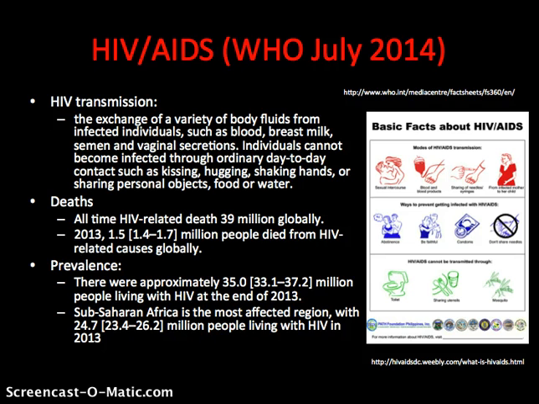In terms of deaths, all-time HIV-related death is 39 million globally, and in 2013 it was an estimated 1.5 million, with a range between 1.4 and 1.7 million people that died from HIV-related causes globally. In terms of prevalence, there were approximately 35 million people living with HIV at the end of 2013, and Sub-Saharan Africa in particular is the most affected region, with 24.7 million, in a range between 23.4 and 26.2 million people living with HIV in 2013.